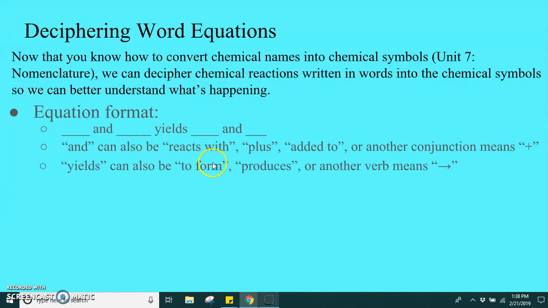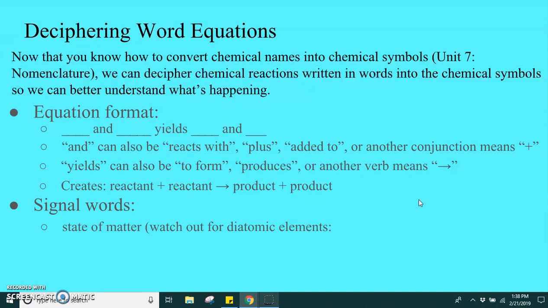Yield is the same thing as saying it produces, it forms. It's just what we replace with the arrow. It's what you would put the arrow in for. And so you lead to, reactants yielding products.